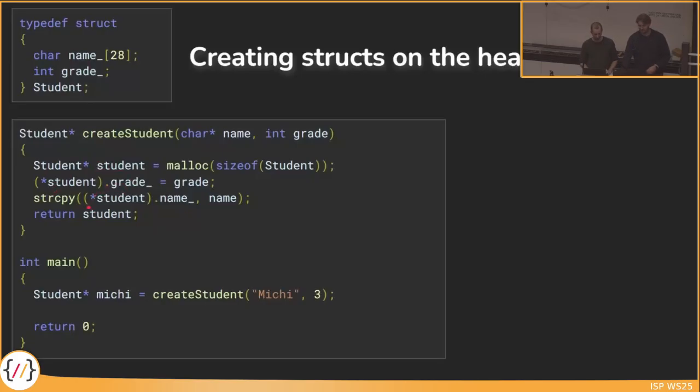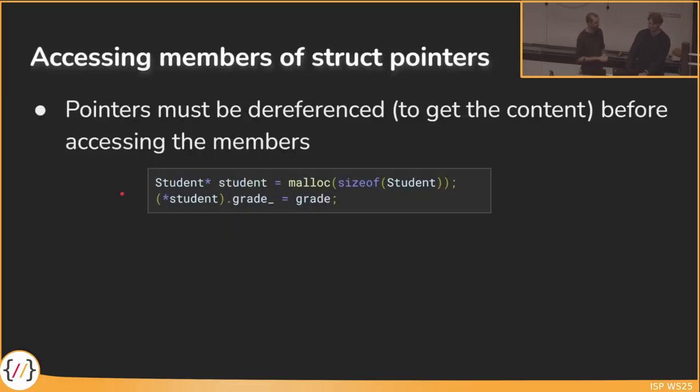Similarly, in this case, when we use strcpy to copy this Michi name into my struct, this one is the name that I get handed over, and this one is the destination. And again, it's the dereferenced student dot name to access the member. This is a very, very ugly way to write it, and luckily there is another way to write it. Pointers must be dereferenced to get to the content before we access the member.